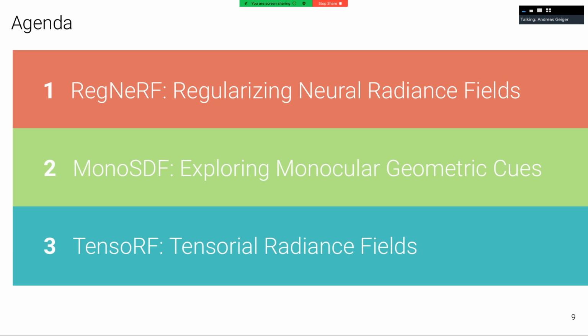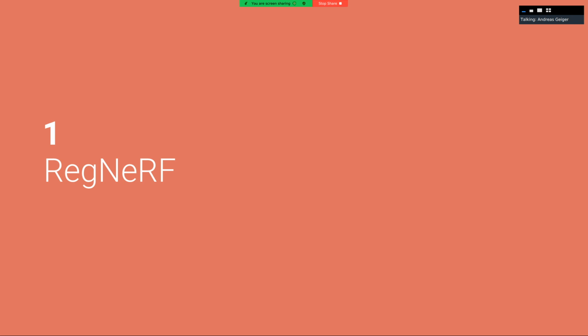Well, of course, the answer is through regularization. And I want to present 3 different regularization approaches that we have been trying out in our lab over the last couple of months. The first is RegNeRF, regularizing neural radiance fields. The second is MonoSDF, a paper this year, exploring monocular geometric cues. And the final one is TensorRF, a model for tensorial radiance fields, a new tensorial radiance representation that leads to useful inductive biases through its architecture. But let's start with RegNeRF.